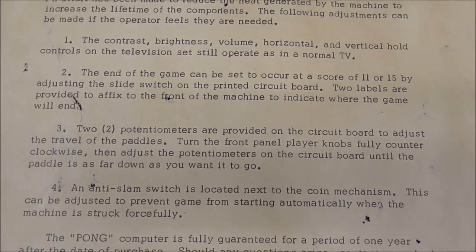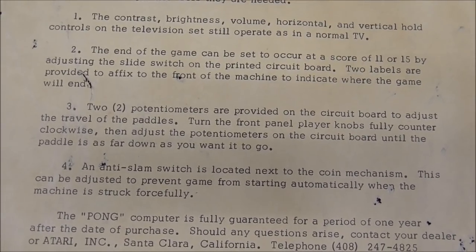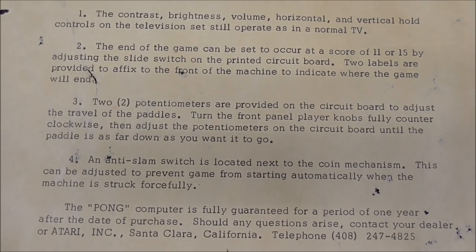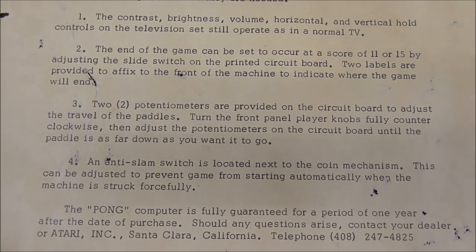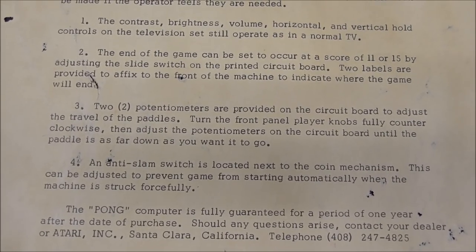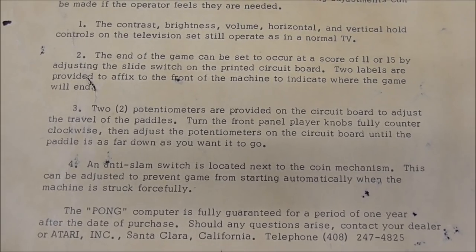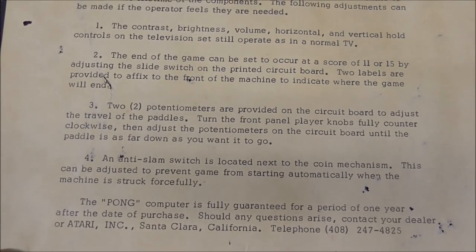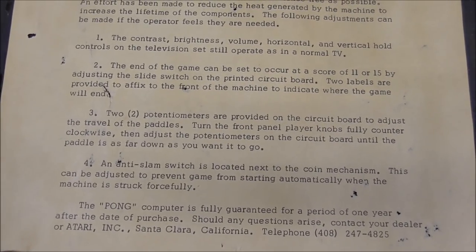3. Two potentiometers are provided on the circuit board to adjust the travel of the paddles. Turn the front panel player knobs fully counterclockwise, then adjust the potentiometers on the circuit board until the paddle is as far down as you want it to go. Oh, so you're saying they could cheat. I could leave a little hole where it screws everybody out of a quarter.